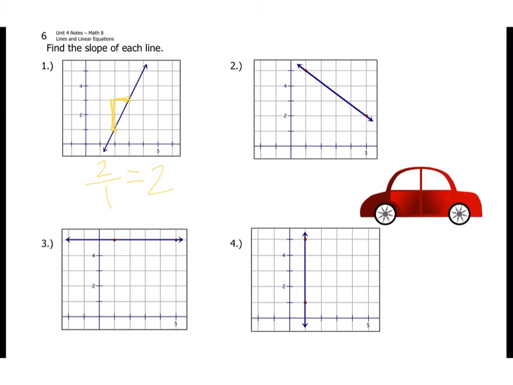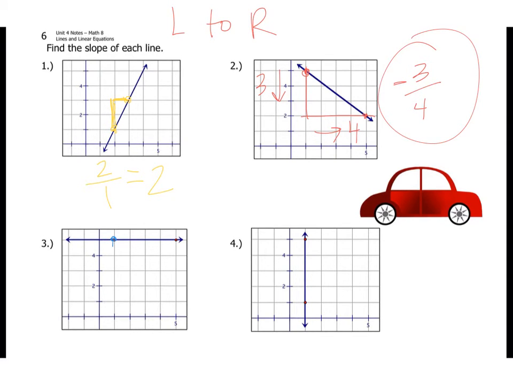The second one, I have 2 points. I have one here and one here, where you were actually going down and over. To show that you went down from left to right, because you always read from left to right. You read a sentence from left to right. You also read a graph from left to right. So we go down 3 over 4. So that becomes negative 3 over 4.